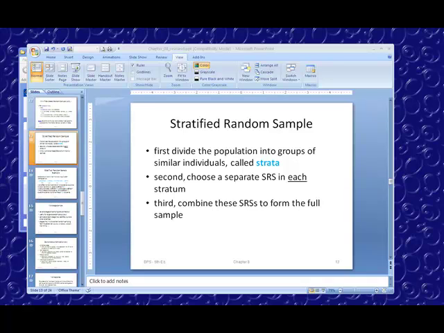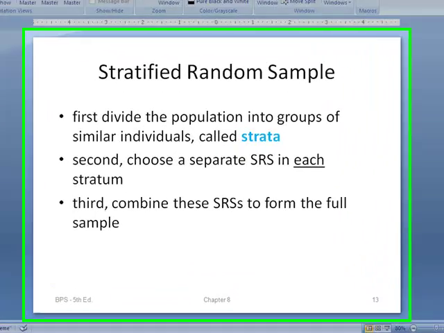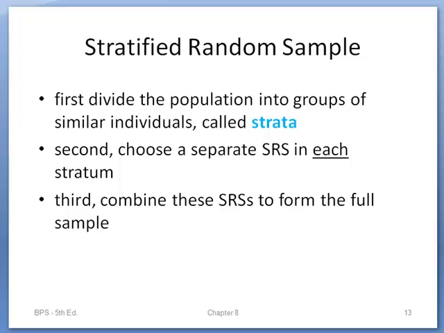Now we're going to go into stratified random samples. You divide your population into similar groups of individuals. We'll call those strata. Then, from each of the strata, you're going to separate a simple random sample in each of the strata. Then you combine these simple random samples from each of the strata to form the full sample.